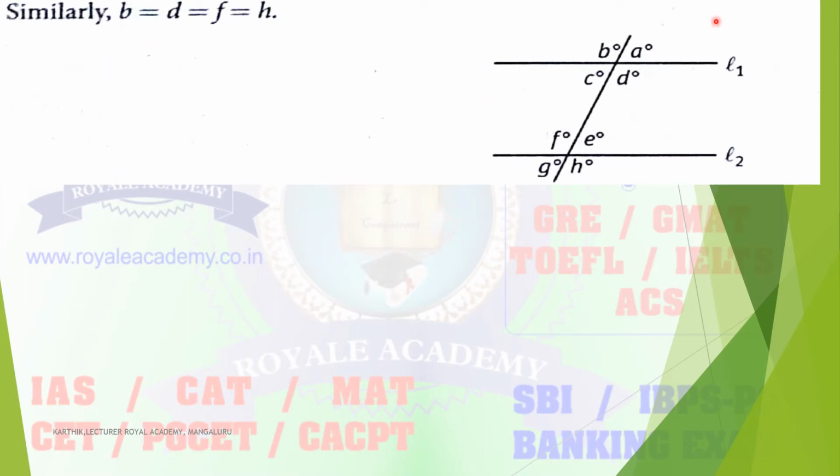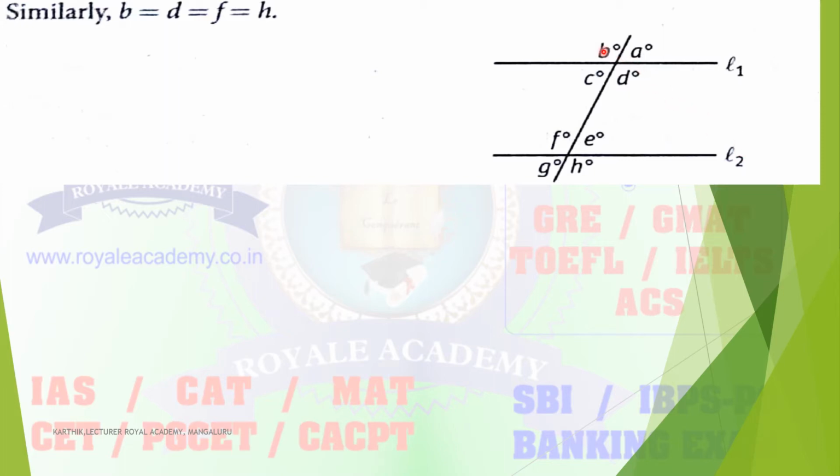And similarly, this line. Here L1 as well as L2, two lines, are parallel. And one slanted line will intersect, cutting these parallel lines L1 and L2. Then you can tell that B degree is equal to D degree. Why? Because L1 as well as L2 are parallel.